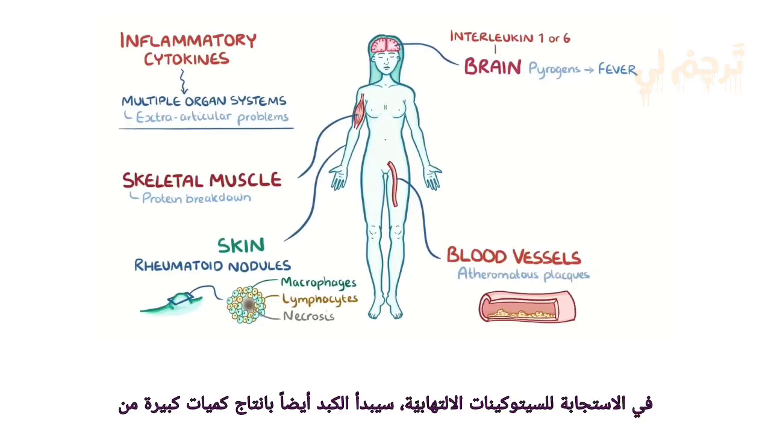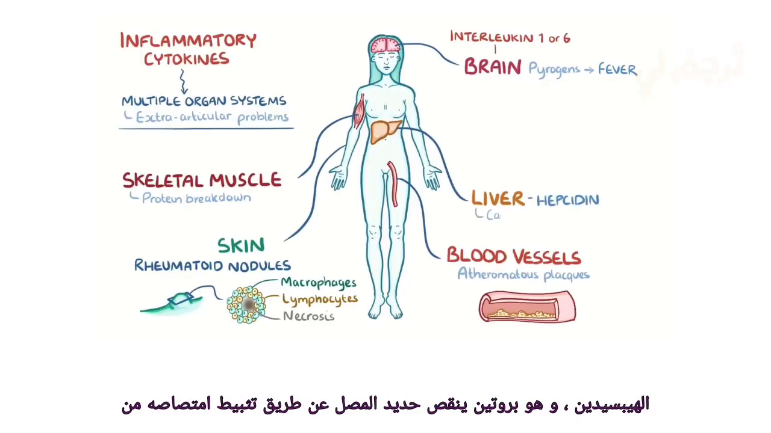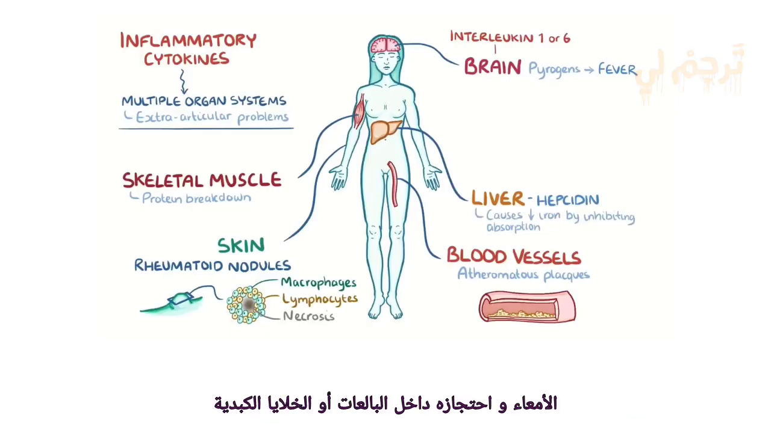In response to inflammatory cytokines, the liver also starts producing high amounts of hepcidin, a protein that decreases serum iron levels by inhibiting its absorption by the gut and trapping it into macrophages or liver cells.